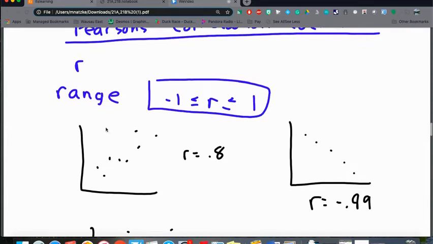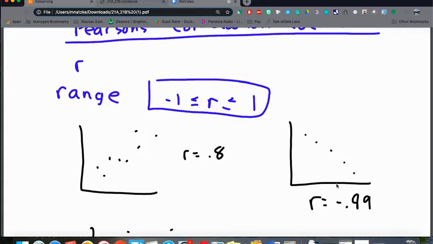So just a few examples here. Looking at this one, there is a positive slope, so we need a positive correlation coefficient. The points are a little bit spread out, but there is a pretty much general linear theme here. So that R value would be about 0.8.